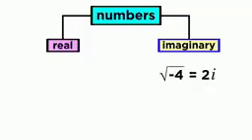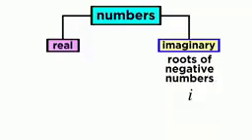The square root of -4 would be 2i, because -4 is equal to 4 times -1. So this radical could be split up into √4 times √-1, which is therefore 2 times i, or 2i. That covers imaginary numbers, so let's go back to the real numbers.